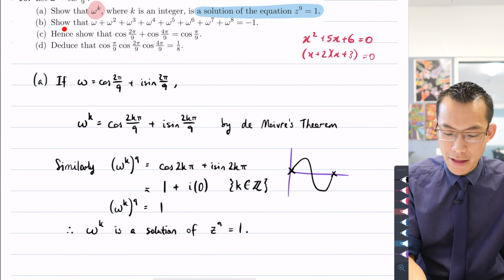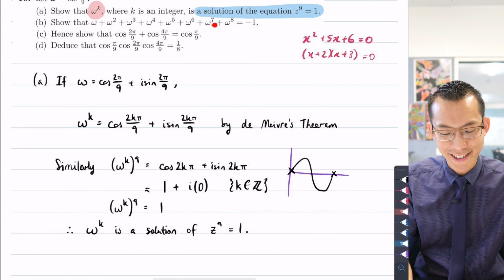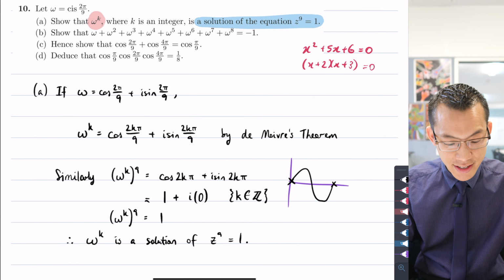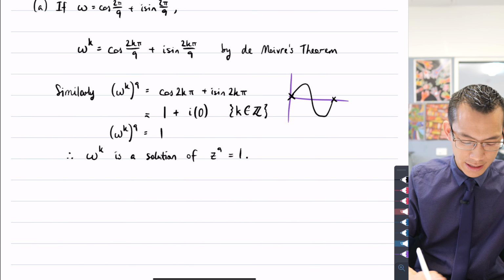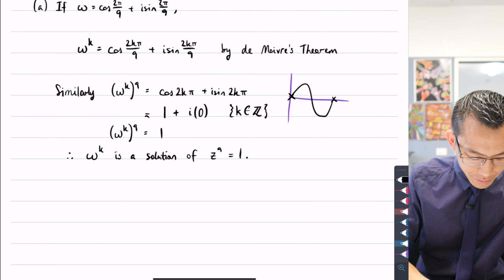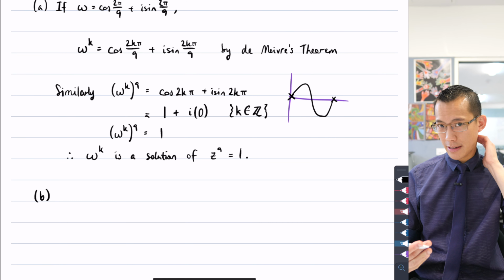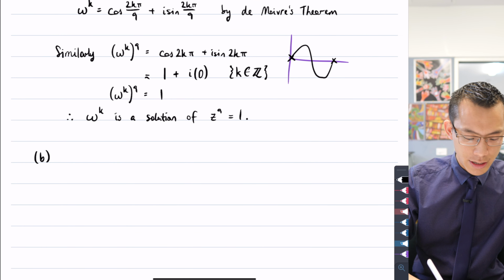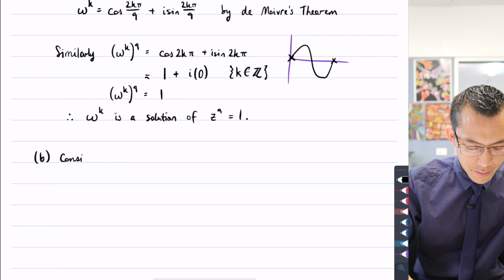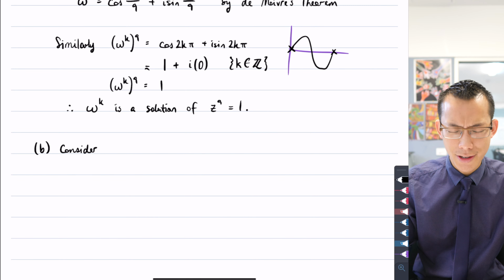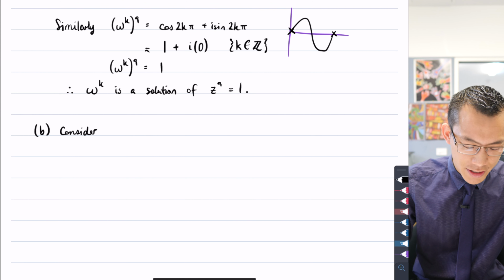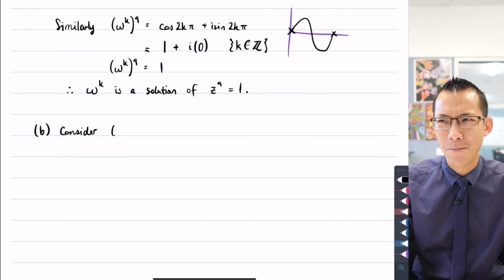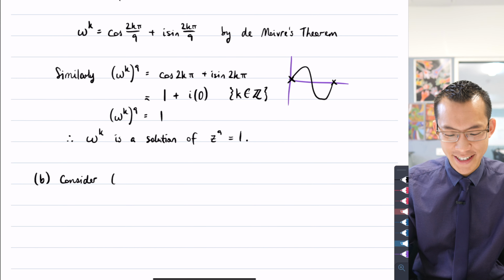Part B says show that, and then there's this long polynomial in omega equals -1. How am I going to do this? Because this is a show question, I want to make sure my working is very clear. So I'm going to take advantage of a factorization that I know, but I'm not just going to pull it out of nowhere. This is a show question. So I'm going to say, consider, because this is a result which isn't used super frequently, not the difference of squares, not the difference of cubes, but the difference of ninth powers.